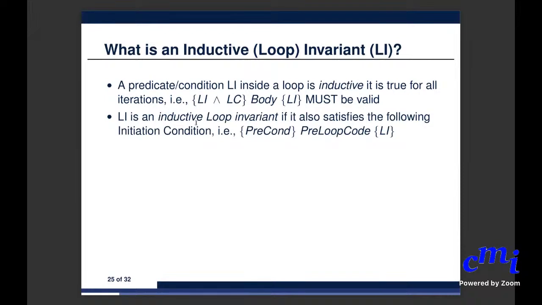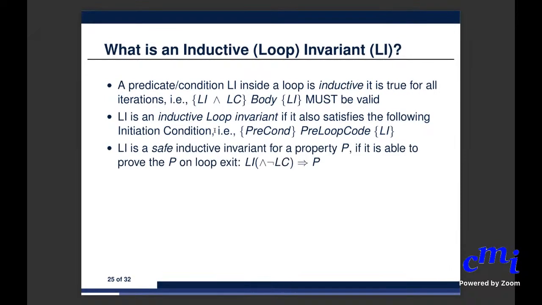And if it is also true the first time you get to the entry of the loop, then it is called the loop invariant. Any predicate that is true for every iteration is called inductive. If it is also true for the first time you enter, then together such a predicate is called a loop invariant. The other condition is that the loop invariant is strong enough: if it is true at the entry of the loop and you exit the loop, then you must be able to prove the post condition.